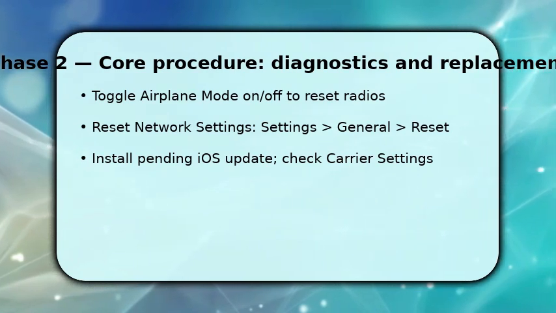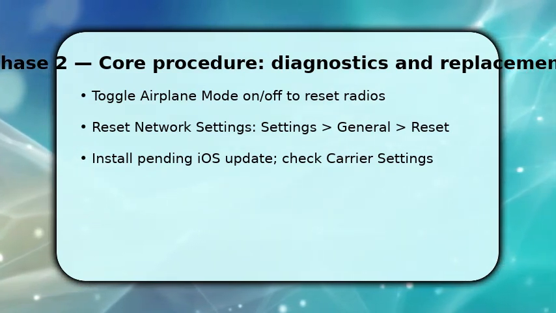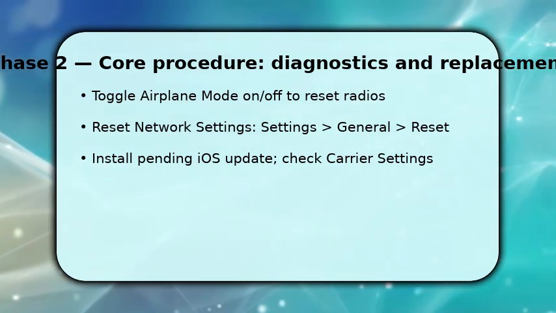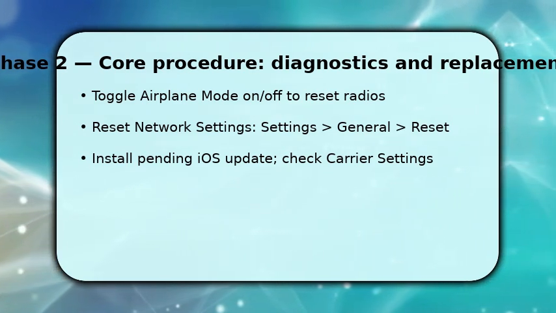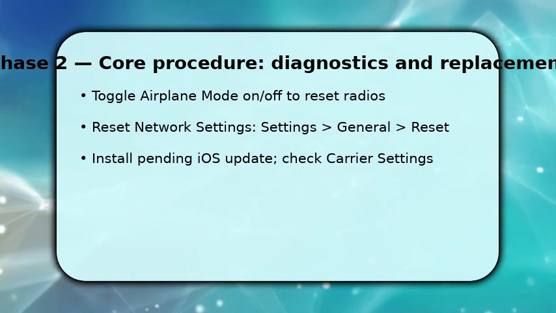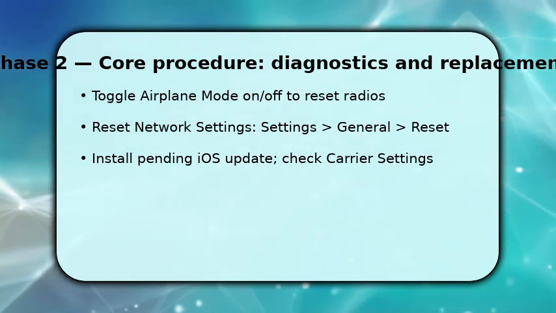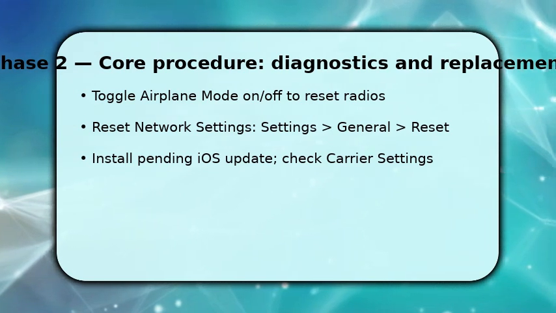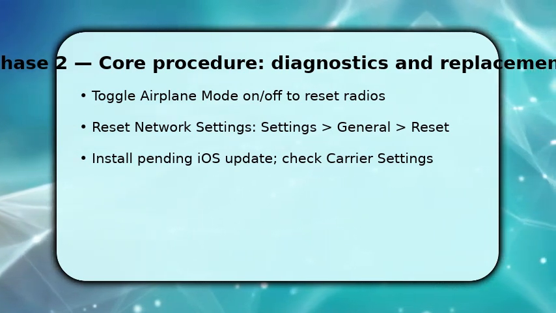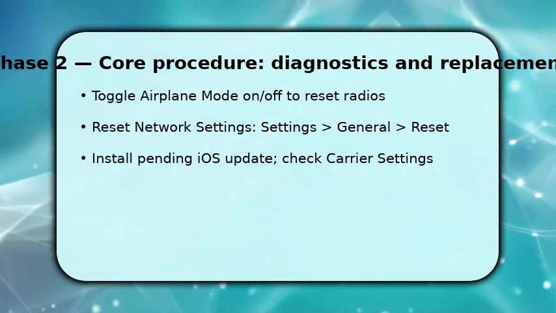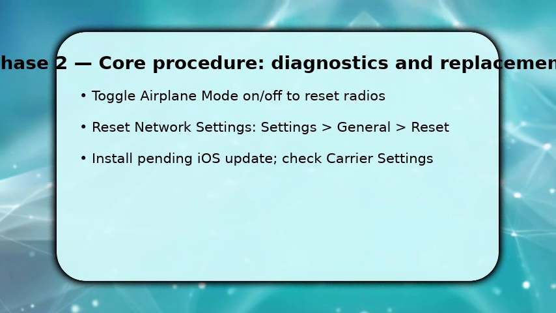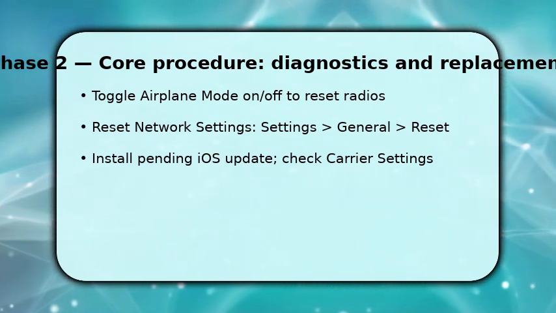If SOS persists, go to Settings, General, Transfer or Reset iPhone, Reset Network Settings. This removes saved Wi-Fi networks and VPN profiles, so re-enter credentials afterwards. Next, check Settings, General, Software Update and install any iOS update. Carriers push fixes via software update and carrier settings, so accept prompts. These steps rebuild the network stack and often resolve SOS-only issues without data.